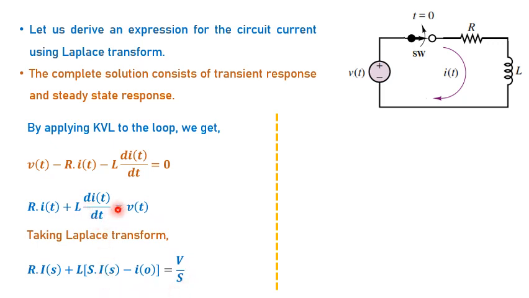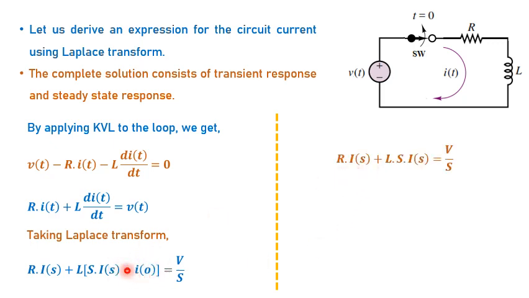The Laplace transform of this term we have already discussed in the previous video. It is s into I of s minus i of 0, where i of 0 is the initial current flowing in the inductor at the instant of closing the switch. At the instant of closing the switch, the current through the inductor is 0, and hence we can make this 0.